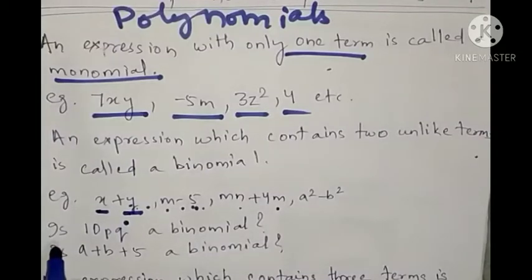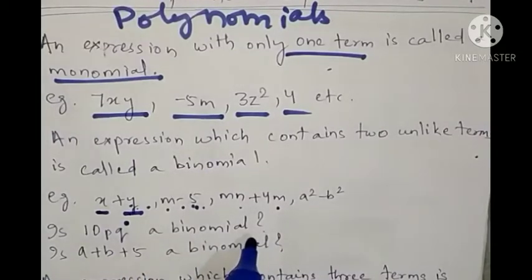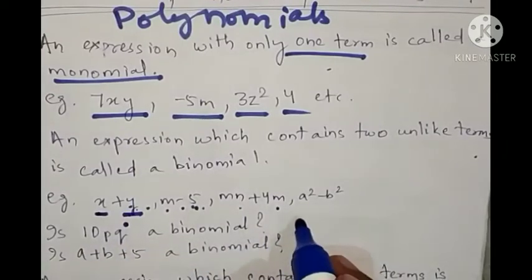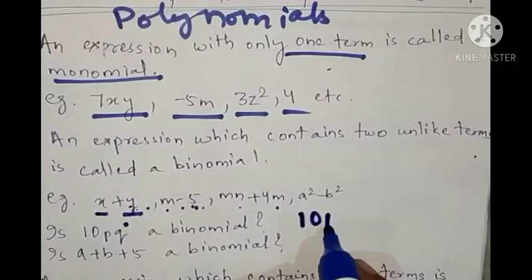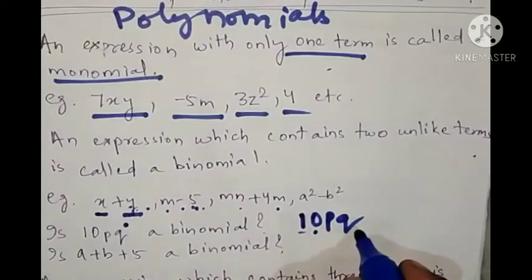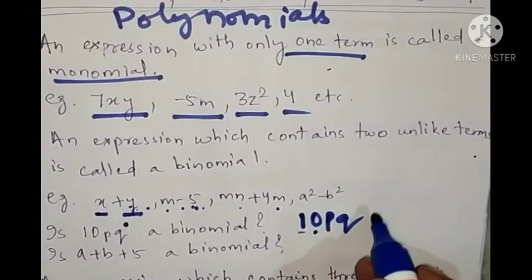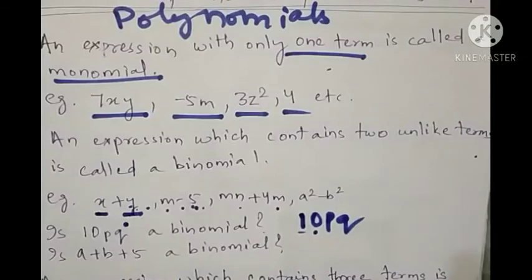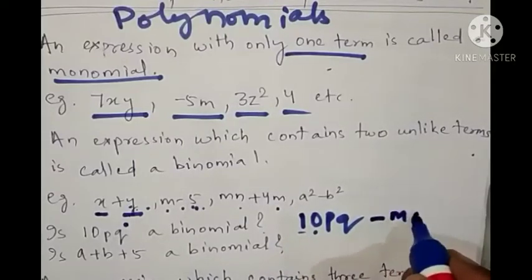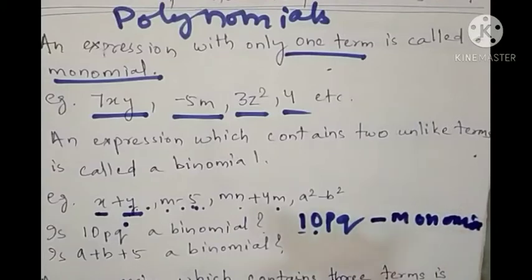Look here. Is 10pq a binomial? Okay. Here two variables are there, but these are not two terms. This is a single term. Here one constant and two variables are there, but still there is no operation, meaning addition or subtraction, so these are not added to other terms. Okay, this is a single term. That's why this is a monomial.